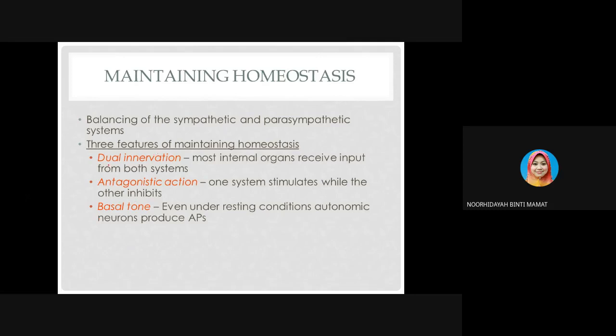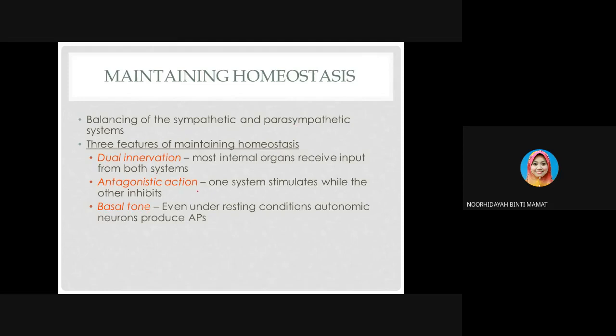Okay. So the three features: the first one is dual innervation, the second is antagonistic actions, and the third is basal tone. For dual innervation, most internal organs receive input from both systems, both the sympathetic and parasympathetic.